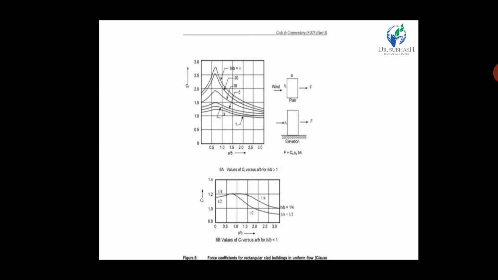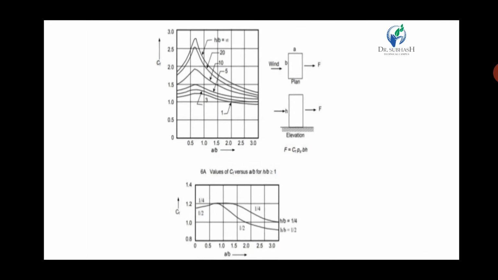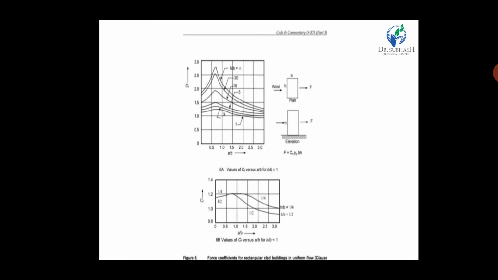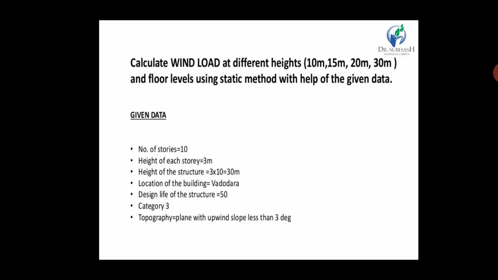These graphs are given in IS 875, figure 6. The Cf value is different and depends on elevation and plan. According to the ratios, we calculate the Cf value versus the ratio of A by B and H by B. You can see this in the figure. These two graphs are given in figure number 6 in IS 875 part 3.